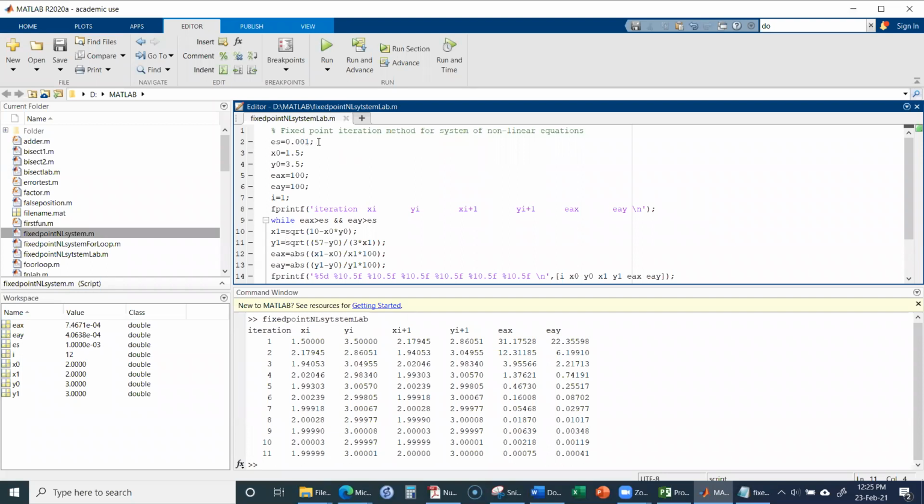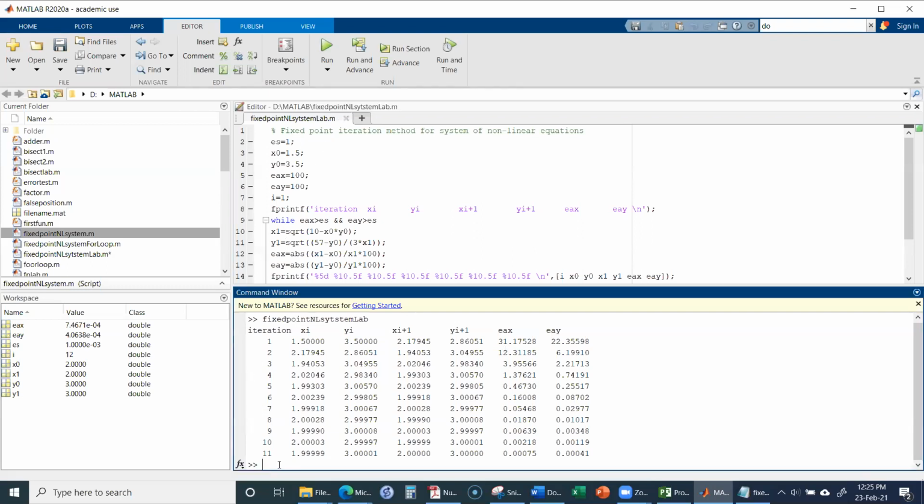It is 0.001%, because for the EA we are using times 100, so we are taking the values in percent. Okay, thank you. For the first case, the values were 31.17% and 22.35% in x and y respectively, and then later on the values decreased. So for example, if I choose 1% error, I can do that.